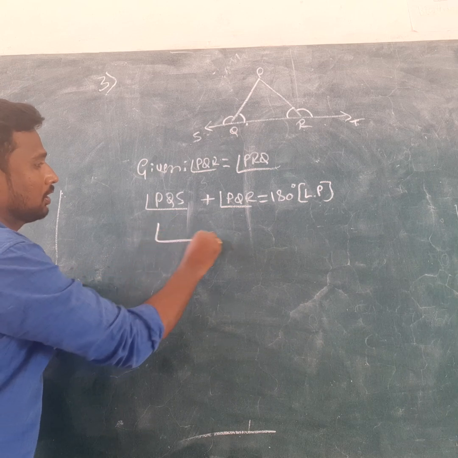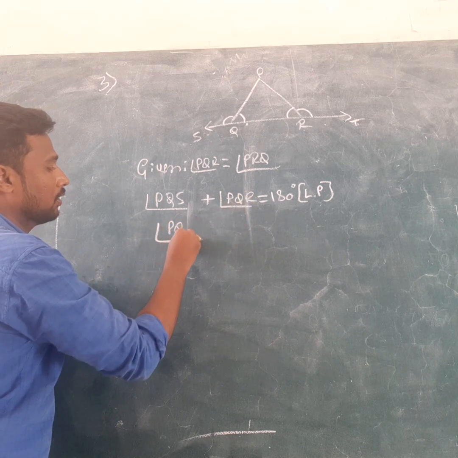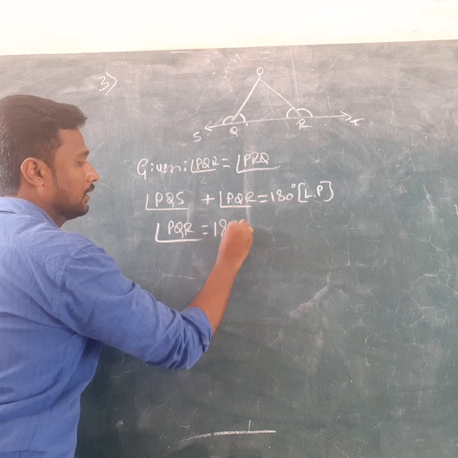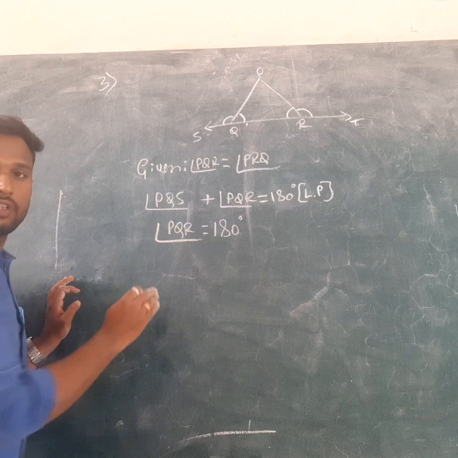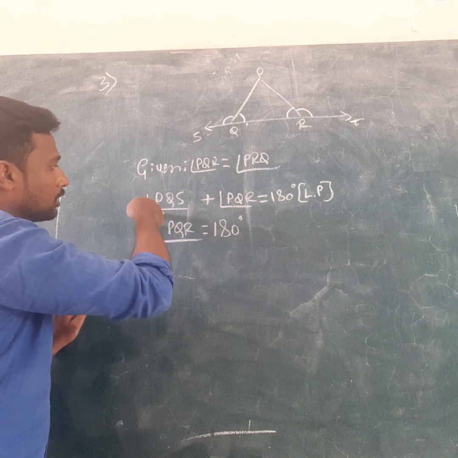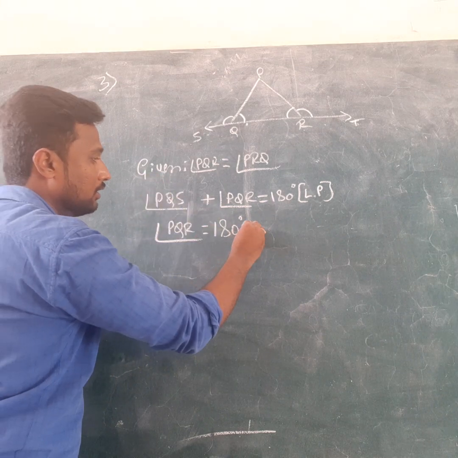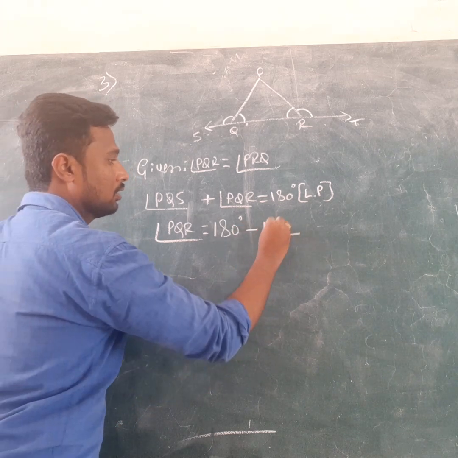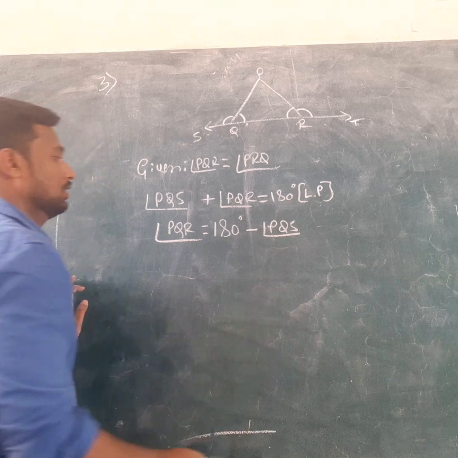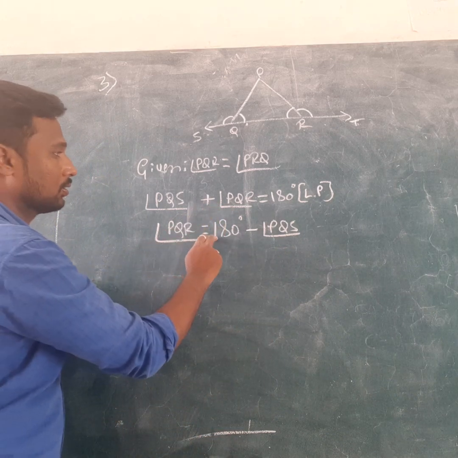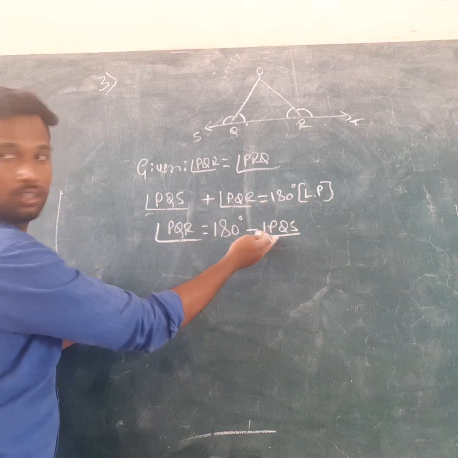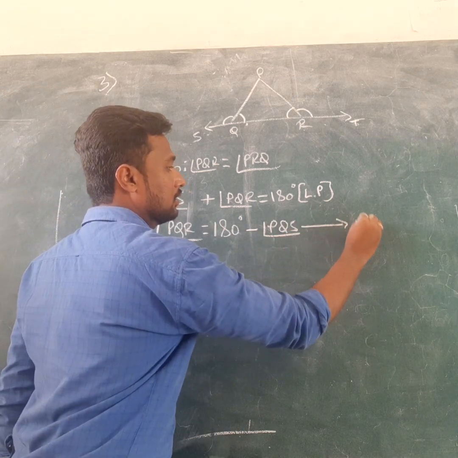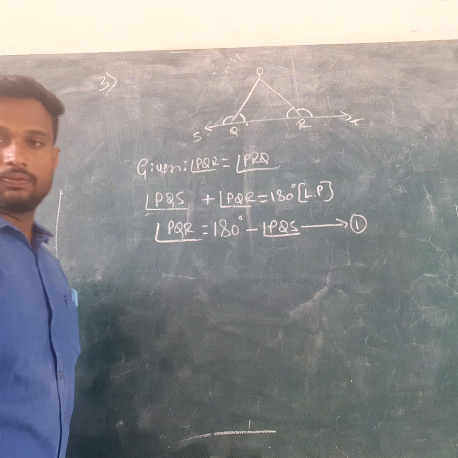Now angle PQR is equal to 180 degree. When I send or move this PQS to right hand side, it will become negative. So minus PQS. Angle PQR is equal to 180 minus PQS. So I will consider this as equation 1.